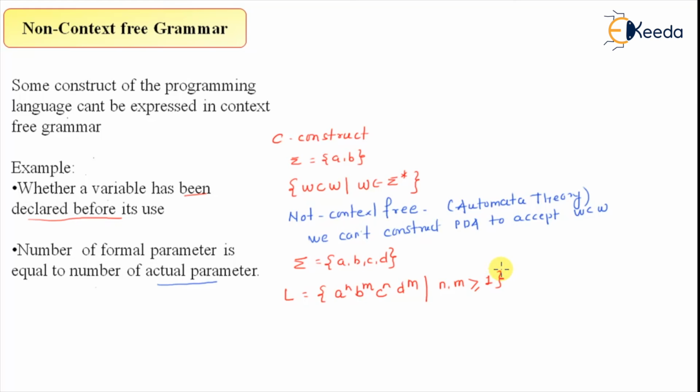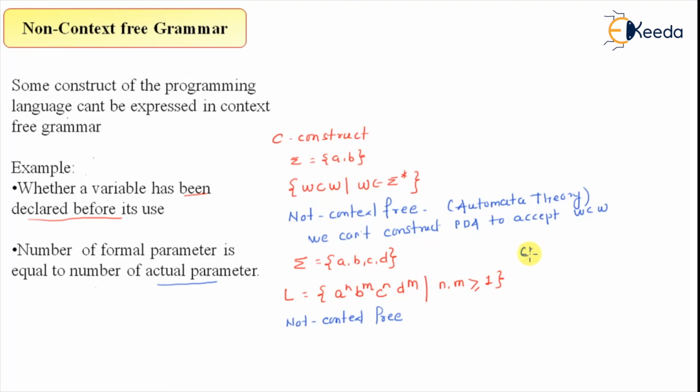So this is also a non-context-free language, and for the same reason we cannot express this in terms of context-free grammar. There are many constructs in the C language which cannot be expressed in terms of context-free grammar, because entire C language constructs require being context sensitive.